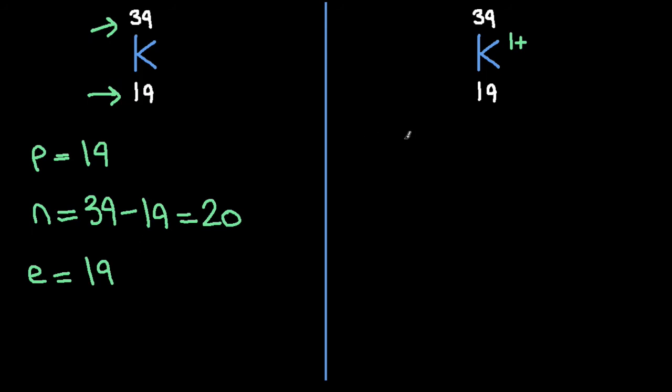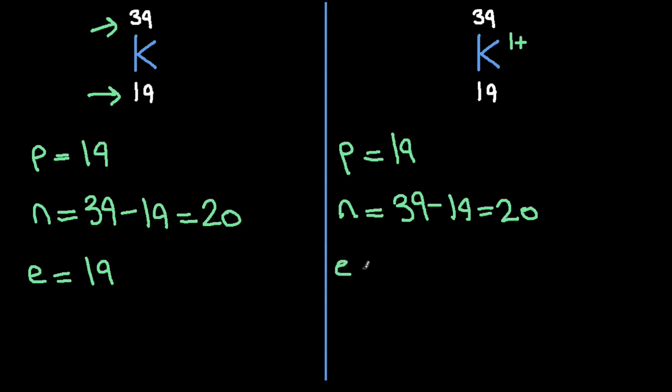Now, if we move on to the potassium ion, like we said, the number of protons is going to be the same. The number of neutrons is also going to be the same. 39 minus 19 equals 20. And our number of electrons is what's going to change. So it's going to be P minus charge. So what does that mean? We have 19 minus, and then just do a little bracket.